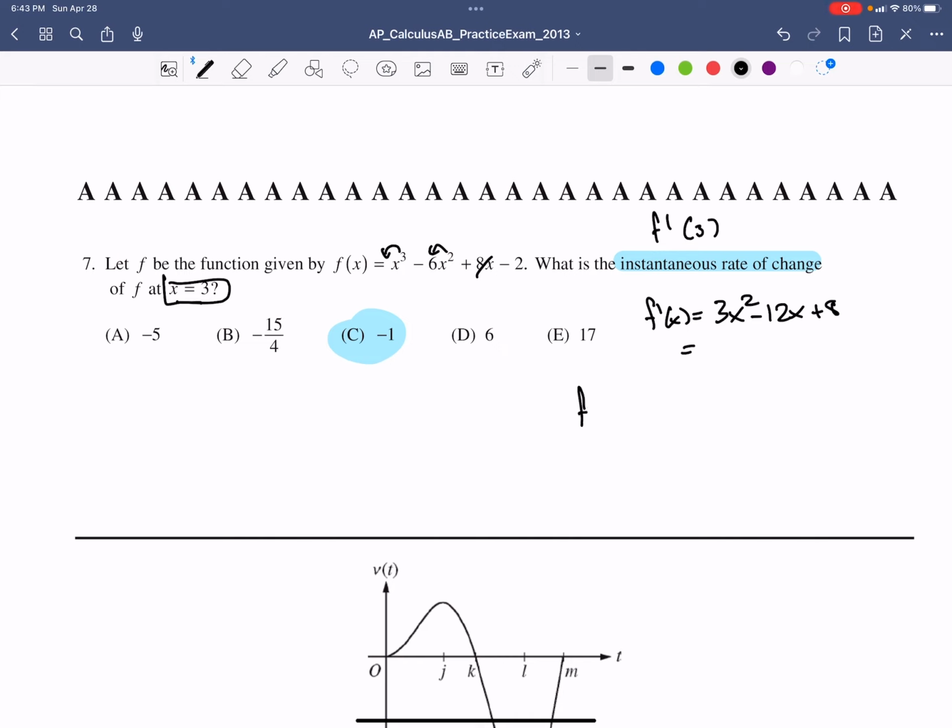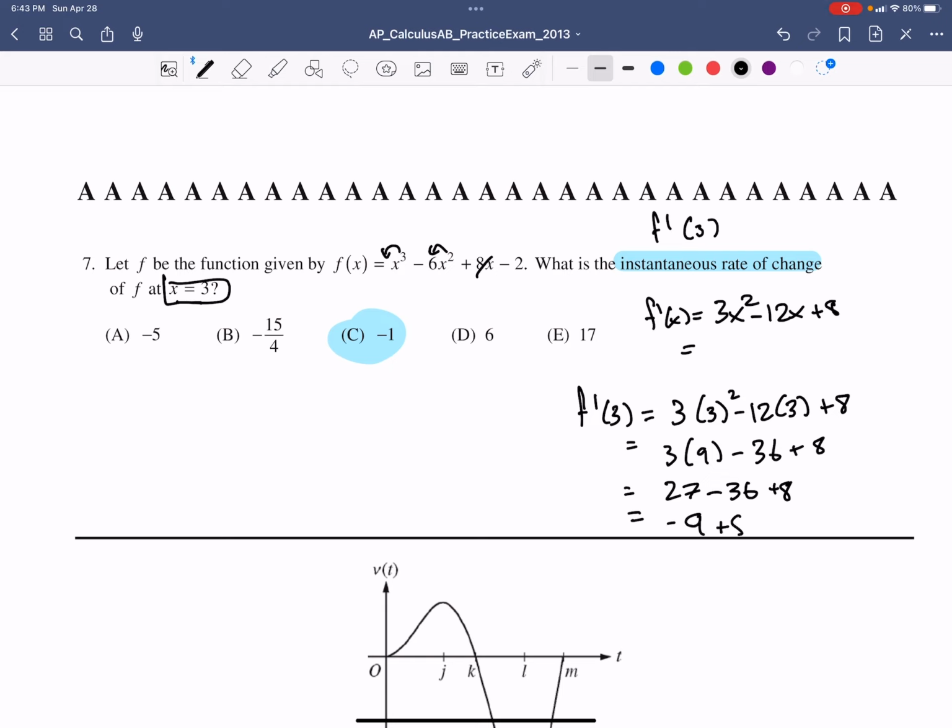So we need to find f prime of 3. So you're going to have 3 times 3 to the power of 2 minus 12 times 3 plus 8. That makes more sense. So 3 times 9 minus 36 plus 8. 3 times 9 is 27. 27 minus 36 plus 8. So 27 minus 36 is negative 9 plus 8 is going to give me negative 1. And that's how we get our final answer.